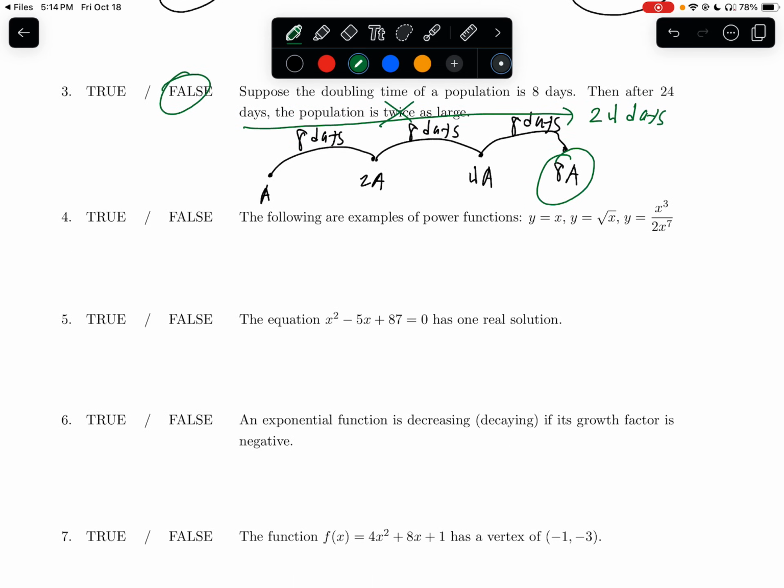You could, of course, find a formula here, but that would take some time. Maybe because it's a true-false question, it should indicate to you that you can do this a little bit faster than if you tried to find the full formula out.